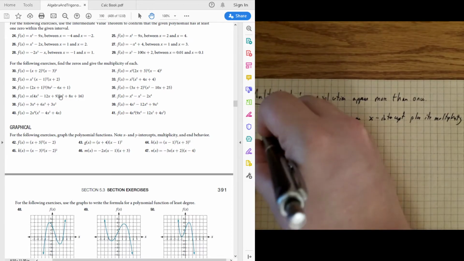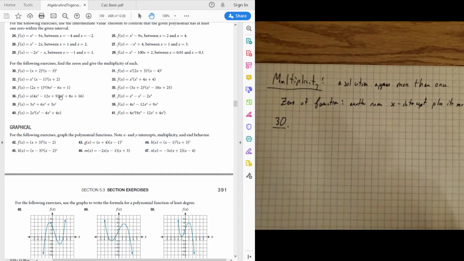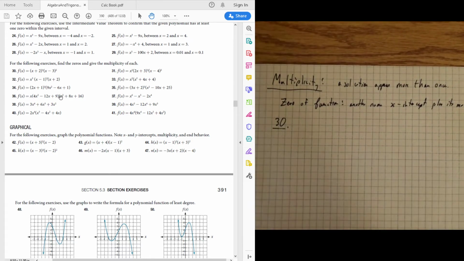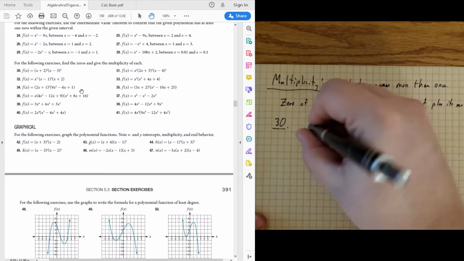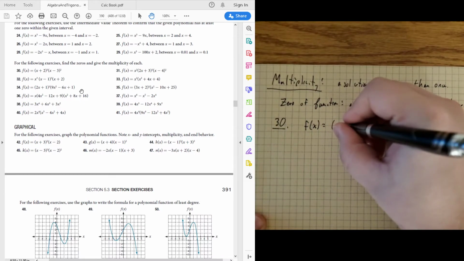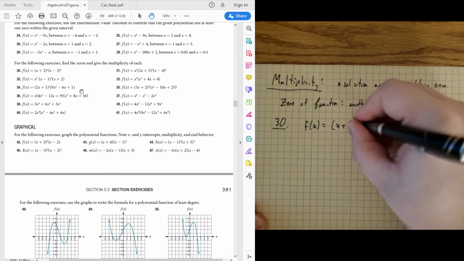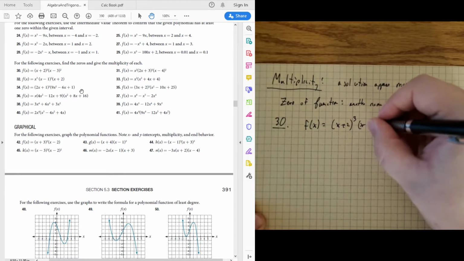Let's take a look at number 30. I think it's easier to do these problems by just working on examples than trying to explain them. So on number 30, we have the following problem. We have f of x is equal to (x plus 2) cubed times (x minus 3) squared.